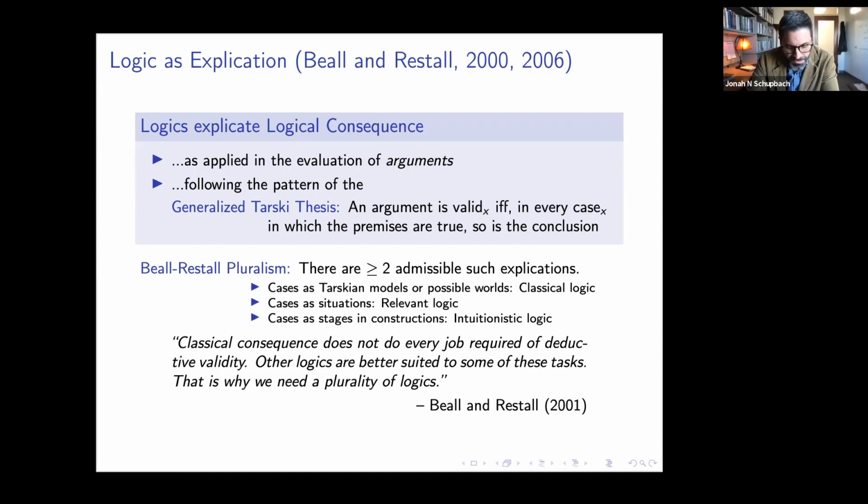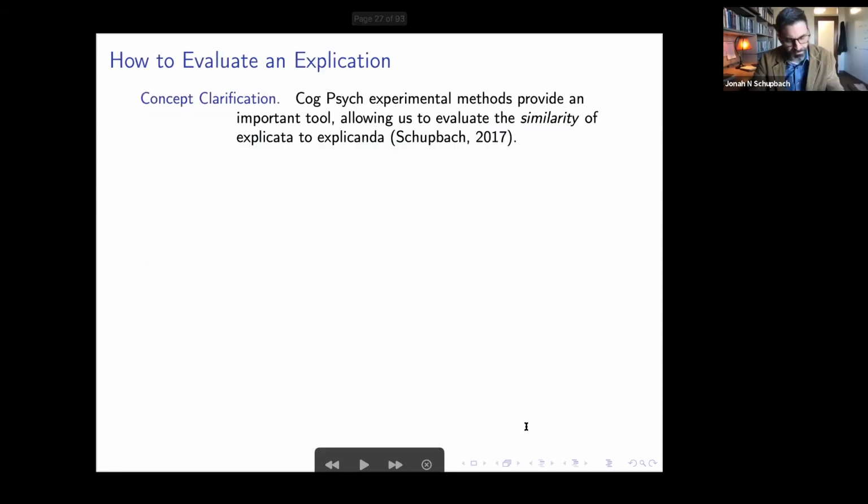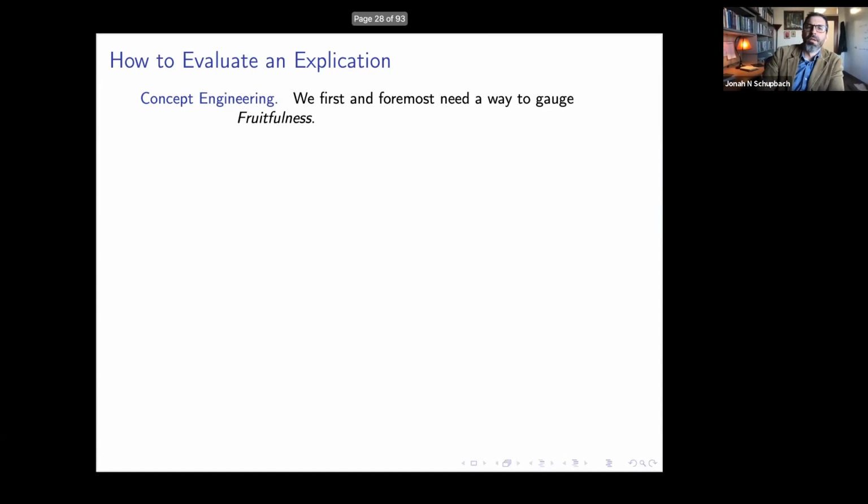So classical consequence, they say, keeps us from stepping from truth to falsehood, period, across the board. Whereas the intuitionistic consequence takes us from truth to truths within constructions. And here they write, classical consequence does not do every job required of deductive validity. Other logics are better suited to some of these tasks, and that's why we need a plurality of logics. Okay. So the focus here is on concept engineering.